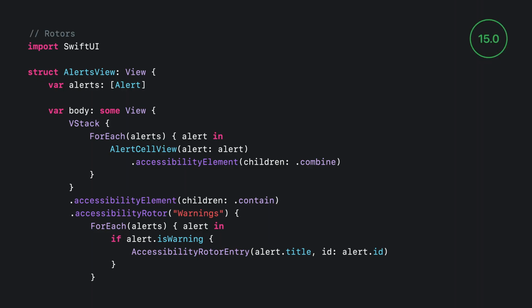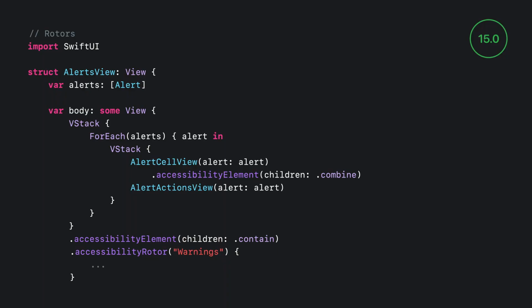Now, you might be thinking, hold on, my view isn't this simple. What about views that are not within a ForEach? Don't worry. The Accessibility Rotor API can scale from simple to complex views. This simple use case works elegantly because there's a single accessibility element due to the combine for the alert cell view. And the alert cell view is identified by the ID of the alert. What if for every alert there was also an actions view?